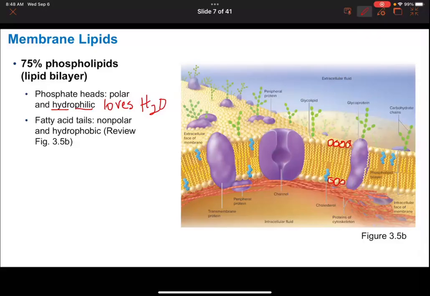And then each phospholipid head has hydrophobic tails, which my pen is not working. And these tails meet together in the middle with the tails of the layer below it. And this is what is forming that bilayer. So these tails are nonpolar and they're hydrophobic. They're water-fearing.